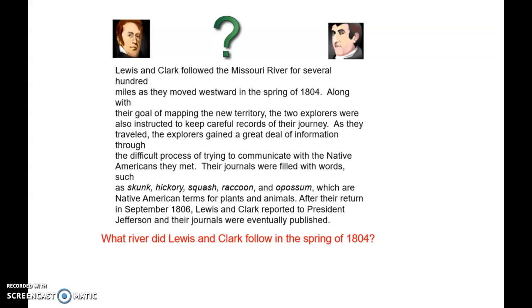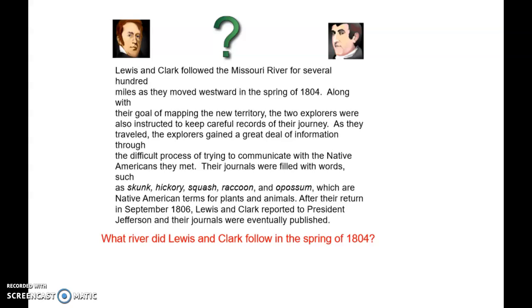Lewis and Clark followed the Missouri River for several hundred miles as they moved westward into the spring of 1804. Along with their goal of mapping the new territory, the 2 explorers were also instructed to keep careful records of their journey. As they traveled, the explorers gained a great deal of information through the difficult process of trying to communicate with the Native Americans they met.